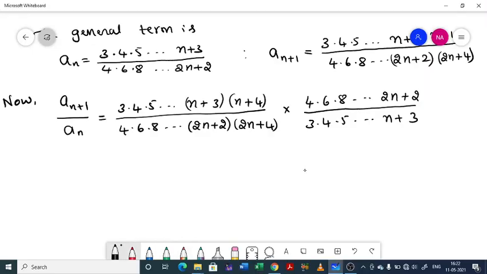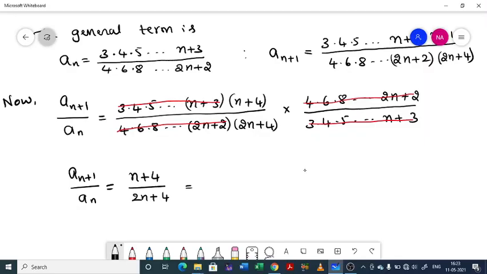Now these terms get cancelled. 4 into 6 into 8 cancels with this, and 3 into 4 into 5 up to n plus 3 will be cancelled with this. So we will be getting a_{n+1} divided by a_n equal to (n plus 4) divided by (2n plus 4). So I can take n outside: 1 plus 4 by n divided by n times of 2 plus 4 by n.